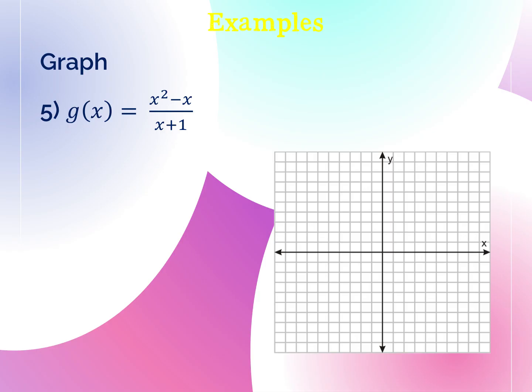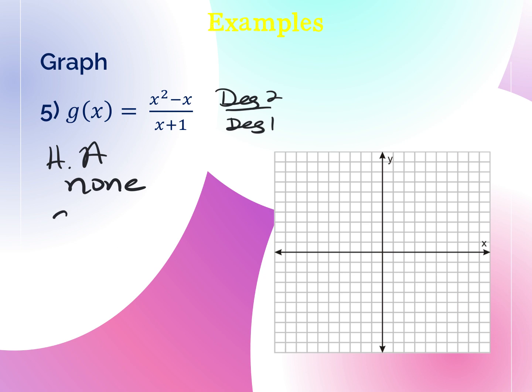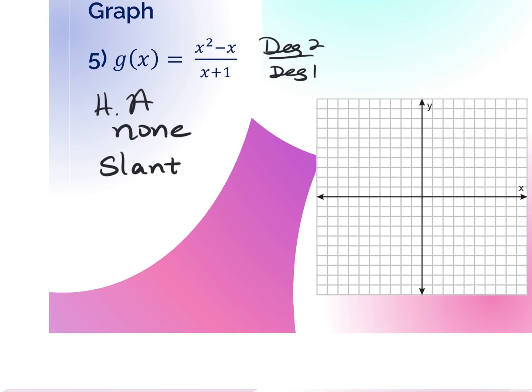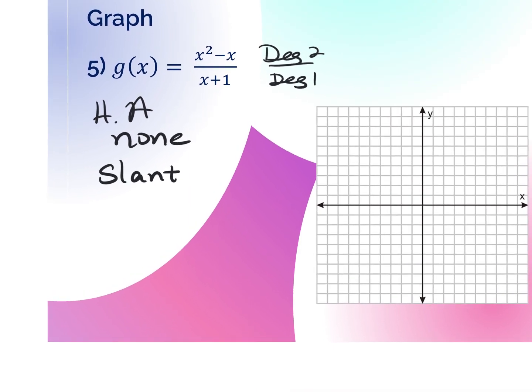All right, so this is number 5. And again, we're just doing the same stuff over and over again. I'm going to go ahead and look for my horizontal asymptote. So I'm going to look at the degrees. The degree of the top is 2. Degree of the bottom is 1. The top is bigger. So for the horizontal asymptote, you would list none. This one has a slant asymptote. And in order to find the slant asymptote, we need to do long division.